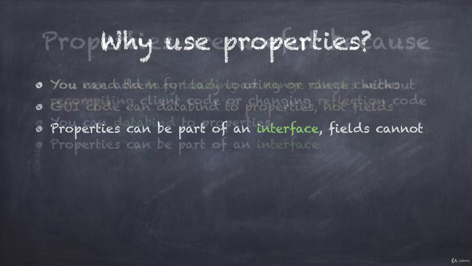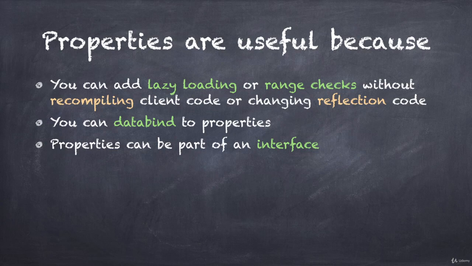So, to sum up, properties are useful because you can later add lazy loading or range check code without recompiling client code. You can add lazy loading or range check code without changing reflection code. You can only data bind against properties. And properties can be part of interfaces.